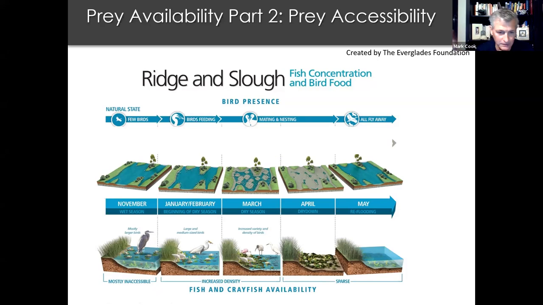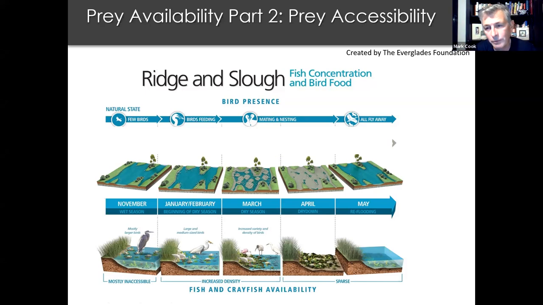They're not like otters and cormorants that can chase around fish. Many of them are tactile foragers. They need to be at high densities so that they can actually touch the fish and crayfish in the water to be able to grab them. So they need these high densities.